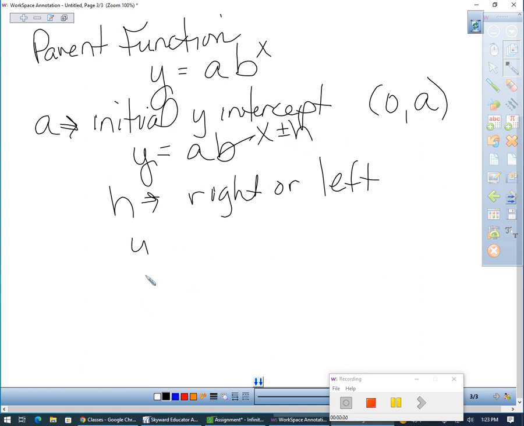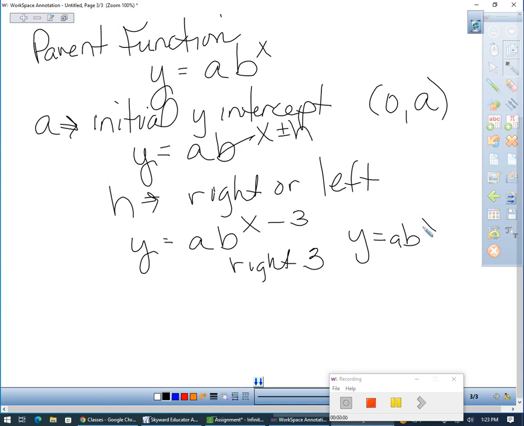So, if I have y equals ab to the x minus 3, if I take this x minus 3, set it equal to 0, x equals 3. This really means it's moving to the right 3. Okay? Questions on that? So if I had y equals ab to the x plus 3, that's moving to the left 3.